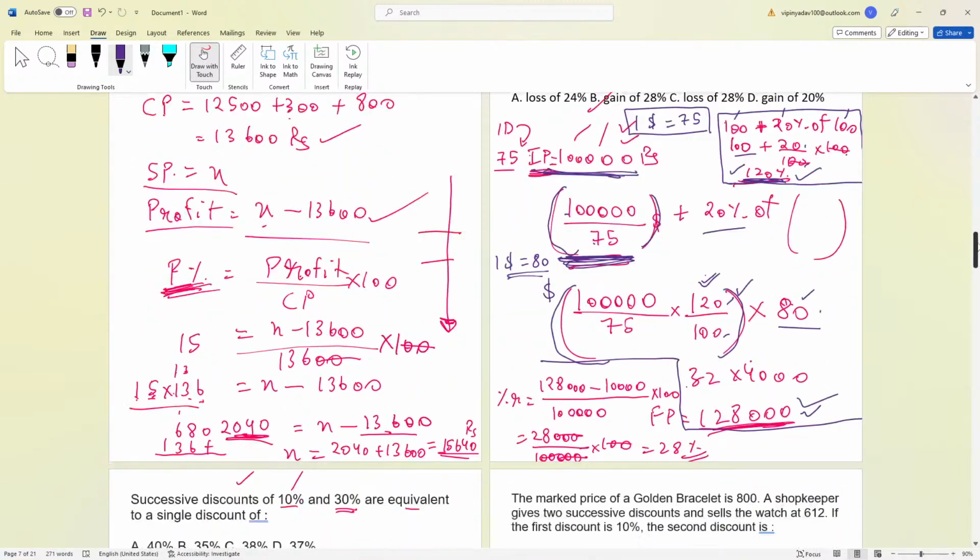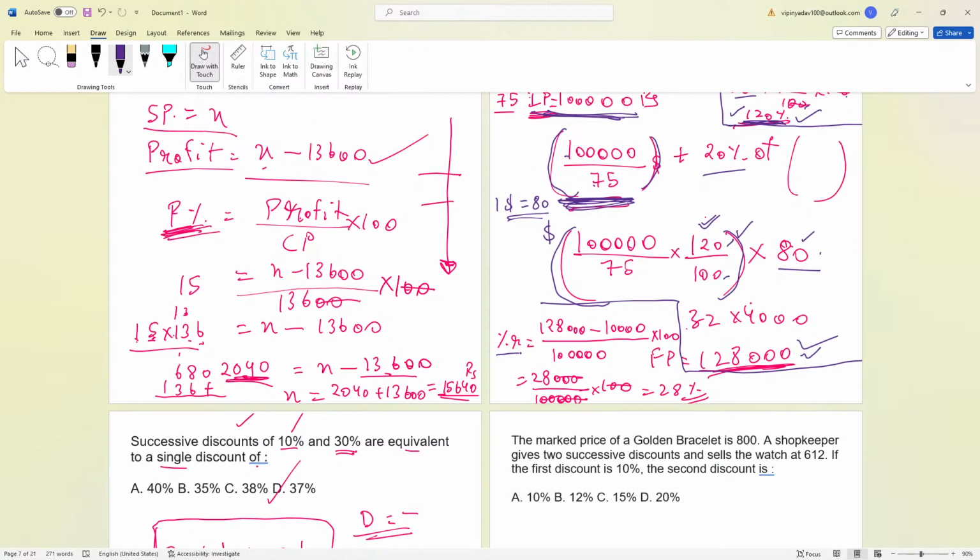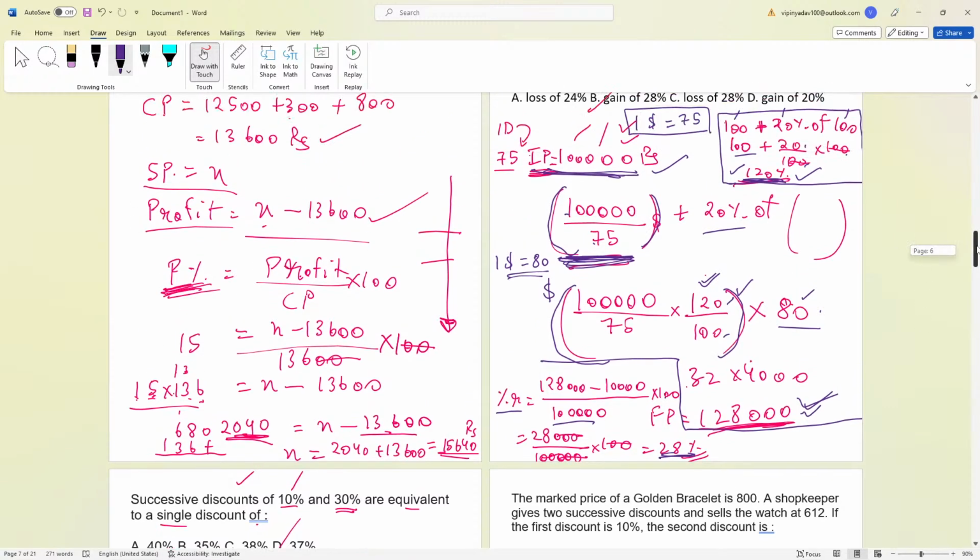Now, if this is the final amount, the percentage return will be final amount minus initial amount, divided by the initial amount, into 100. That will be 28% over here. I hope now everybody is clear with this part. That is very detailed, we have discussed.